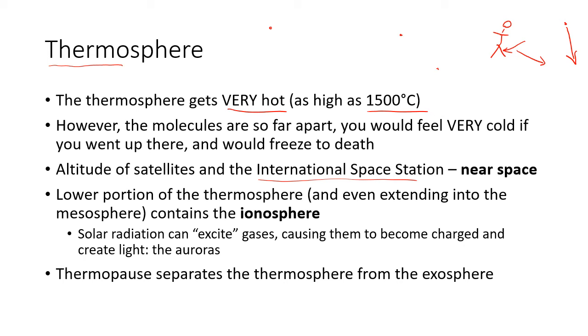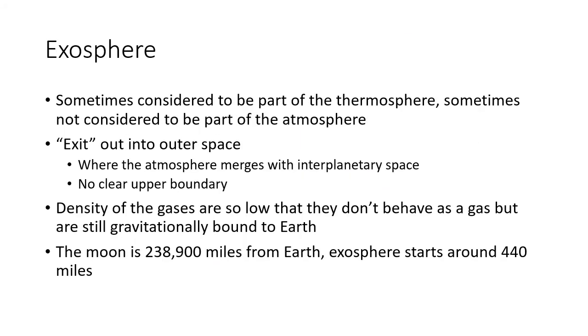The lower portion of the thermosphere and even some of the mesosphere contains the ionosphere. And that's not really that important for this class either, but that is where the auroras occur, so it is of note. Finally, the last layer is the exosphere.